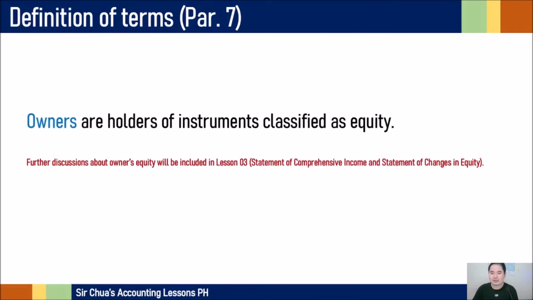And then we also have the term owners. These are the holders of instruments classified as equity. So when you are a holder of an equity instrument, let's say for example, common stock or preferred stock, alam naman natin, 'di ba? When you hold shares, you hold ownership, 'di ba? And when you have ownership, you are an owner, 'di ba? Okay, so further discussion on our owner's equity, partner's equity, and shareholder's equity will be included din po sa ating lesson 3, statement of comprehensive income and statement of changes in equity.